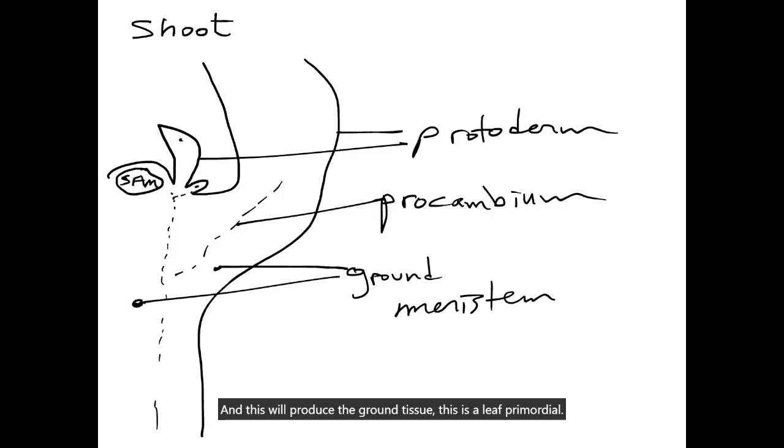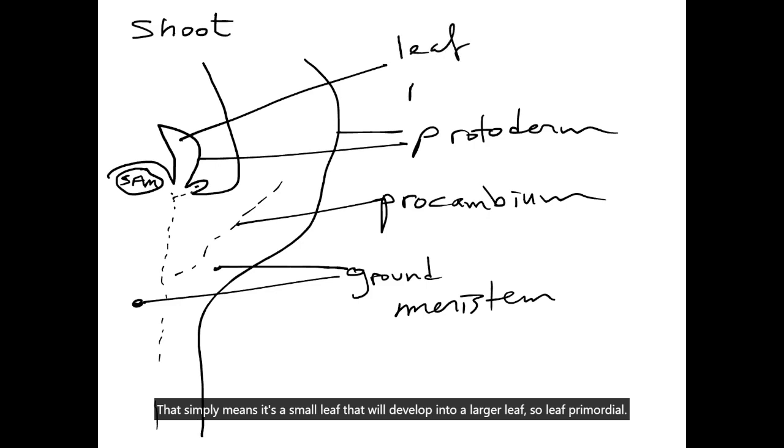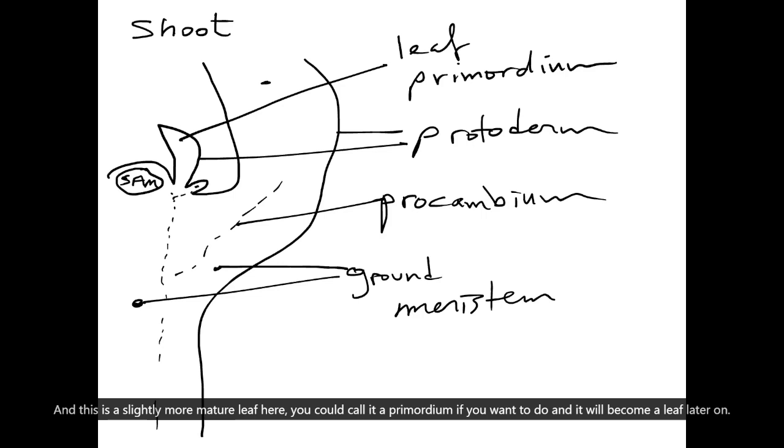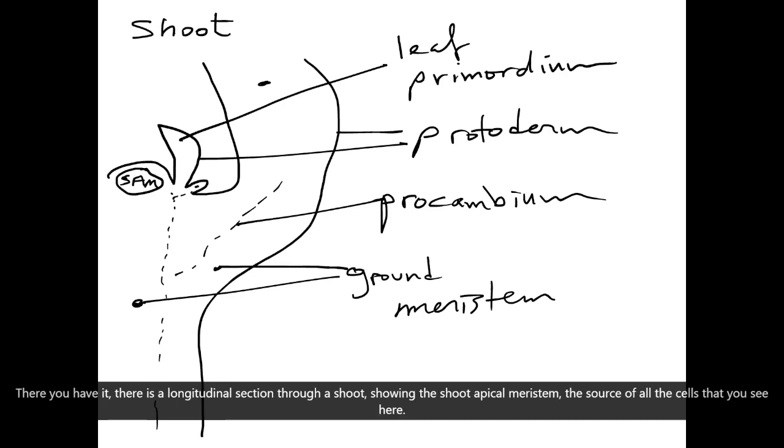This is a leaf primordium. That simply means it's a small leaf that will develop into a larger leaf. So, leaf primordium. And this is a slightly more mature leaf here. You could call it a primordium if you wanted to. And it will become a leaf later on. So there you have it. There is a shoot, a longitudinal section through a shoot showing the shoot apical meristem, the source of all the cells that you see here.